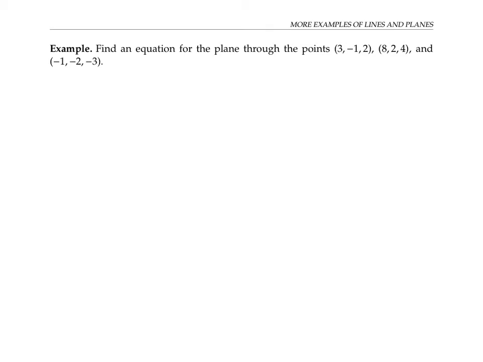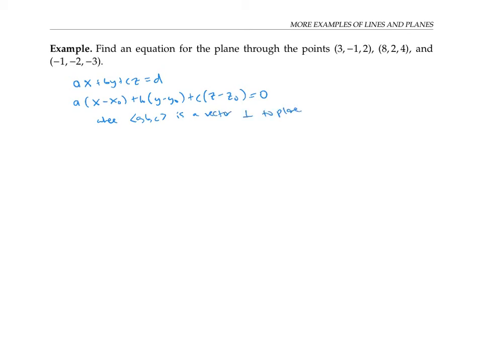As our next example, let's find the equation for the plane through these 3 points. Well, again, I know that I can write the general equation for a plane as ax plus by plus cz equals d, or I could write it in this form: a times (x minus x naught) plus b times (y minus y naught) plus c times (z minus z naught) equals 0, where (a, b, c), again, is a vector perpendicular to the plane, and (x naught, y naught, z naught) is a point on the plane.